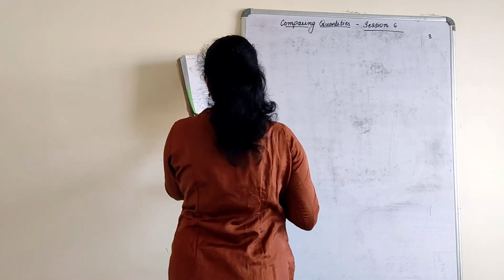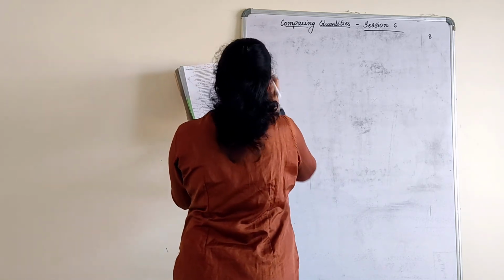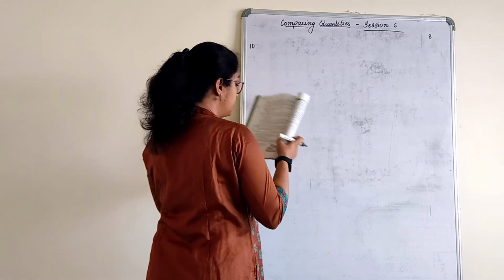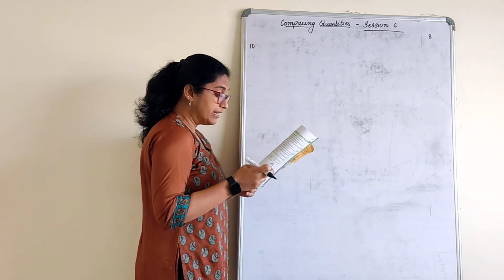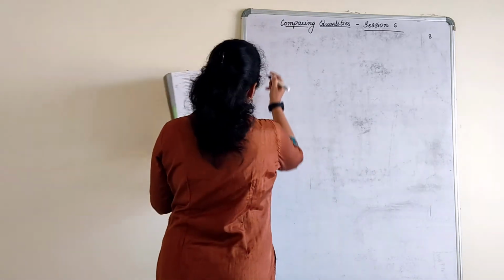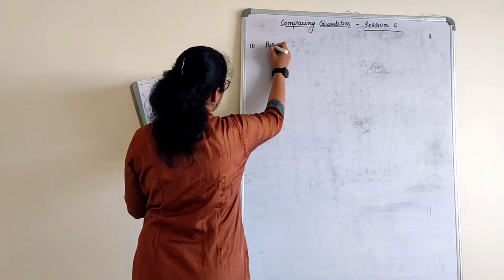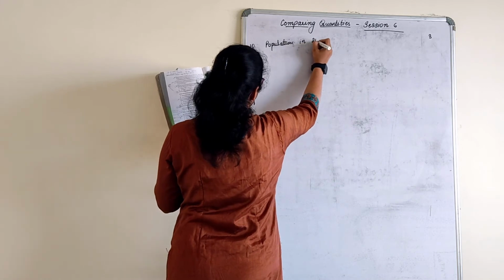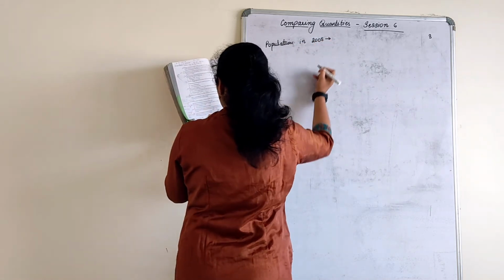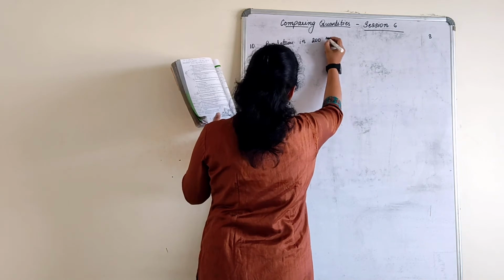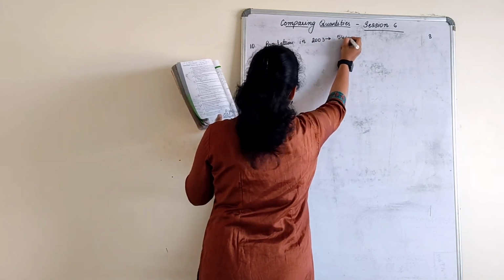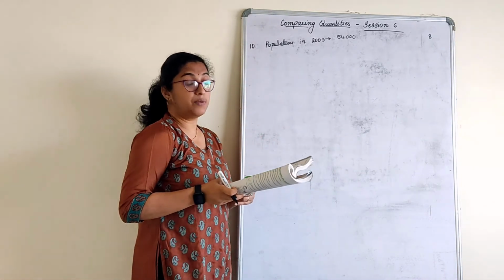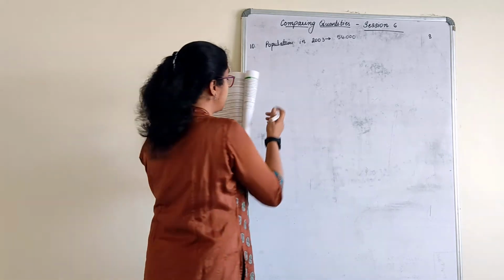Tenth one. The population of a place increased to 54,000 in the year 2003 at the rate of 5% per annum. Find the population in 2001. So, the population in 2003 is how much? 54,000. So that means there is an increase in population at the rate of 5% per annum.